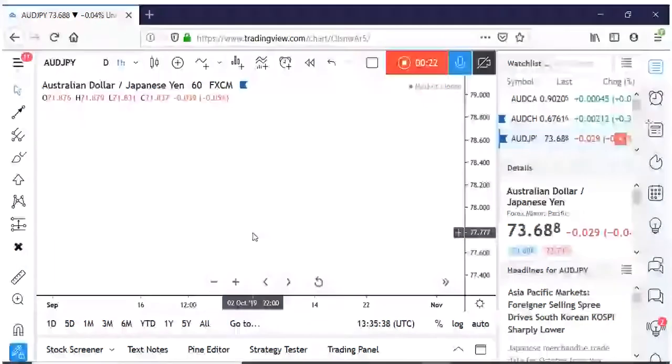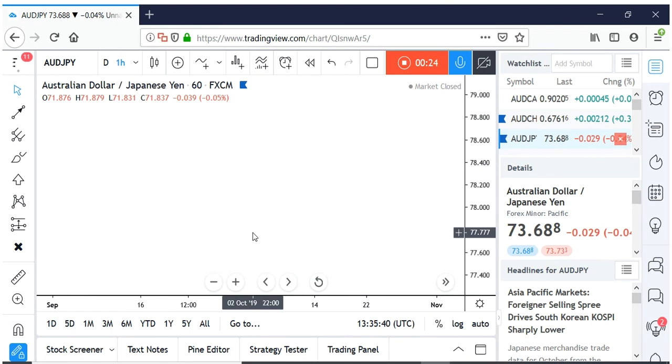Today in this video we will look at retracement and consolidation, but more of retracement. In my previous video, I did promise to make a video about retracement. Okay, so let's dive into it.